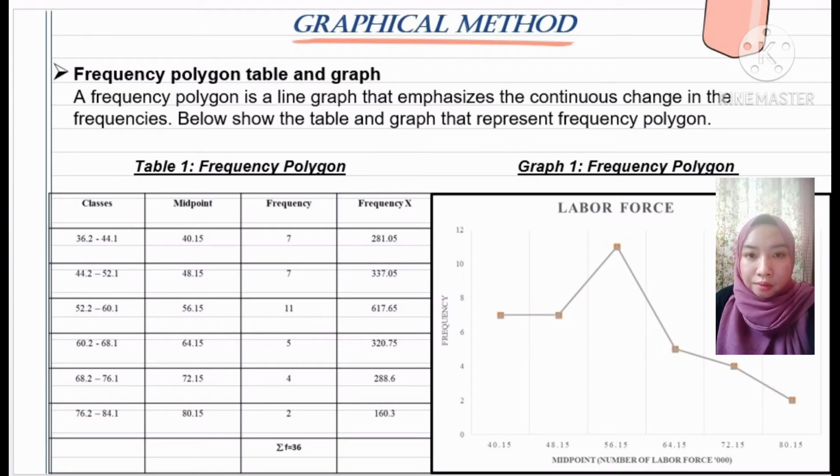It has 6 classes, from 36.2 to 44.1 until 76.2 to 84.1. To get the midpoint, 36.2 plus 44.1 divided by 2, then we get 40.15. To get the frequency times X, 40.15 multiplied by 7, then we get 281.05. As well as under it, based on the table, we get the polygon graph like that.